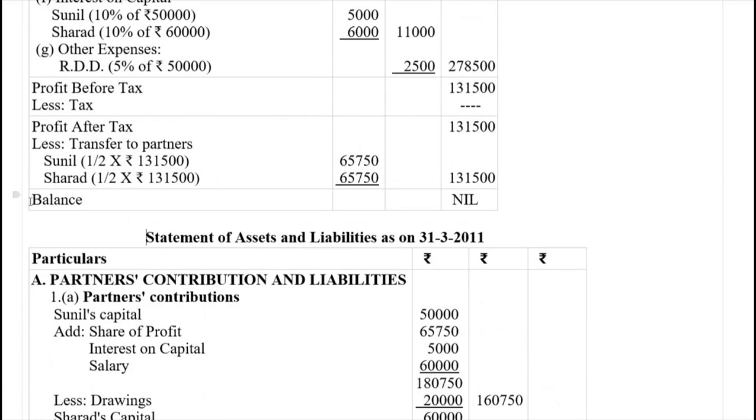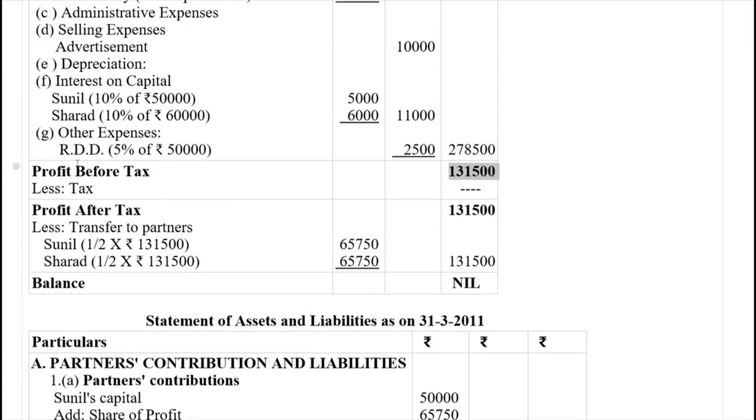Similarly, let me make bold here also. This is profit after tax. This is profit before tax. But usually whenever we have got a profit, we need to calculate tax, but in the problem it is not specified, so it's not taken into account here. But practically speaking, we should take the tax at the rate of 30%.